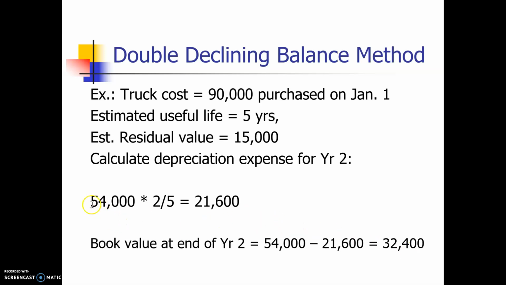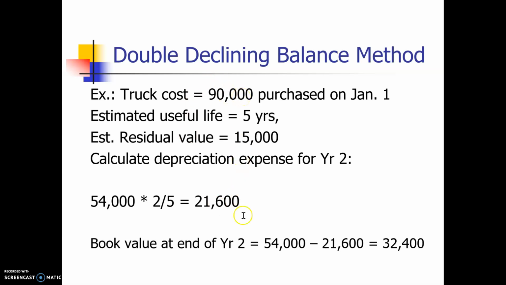Okay, so the book value is going to be changing every year. It's going to be going down. The 2 divided by the useful life, this is going to be the same every year. So we could go to the accumulated depreciation T account and take the 36,000 accumulated depreciation for year 1 and add the 21,600 accumulated depreciation that we recorded in year 2, and we could get the balance in accumulated depreciation, right? So what would that come to? 57,600. Subtract that from the 90,000 cost to get us to the book value.